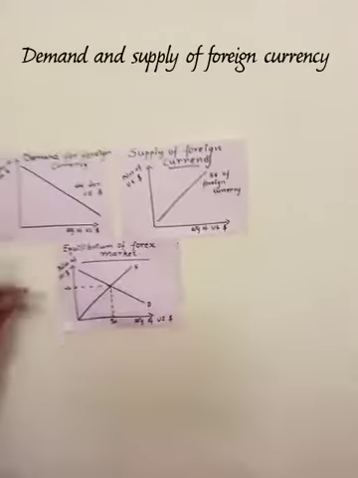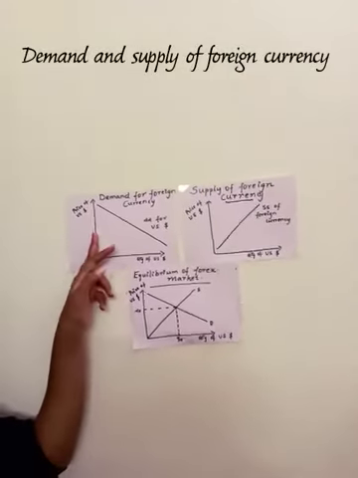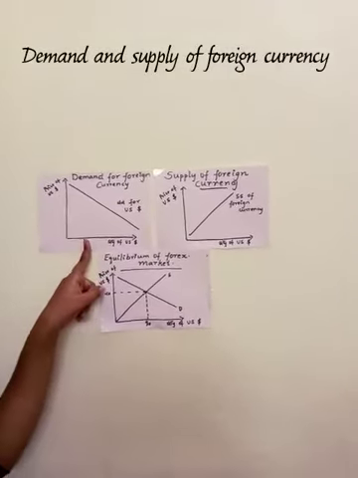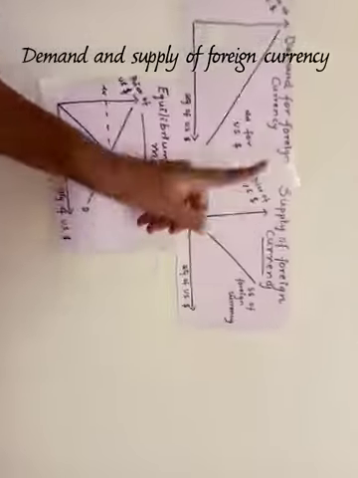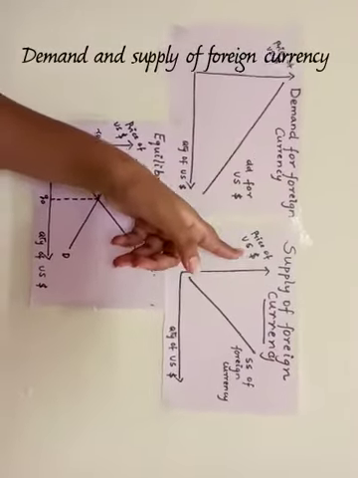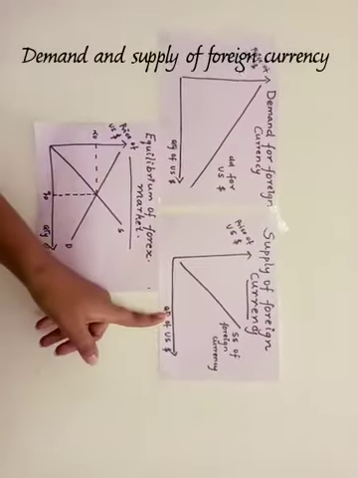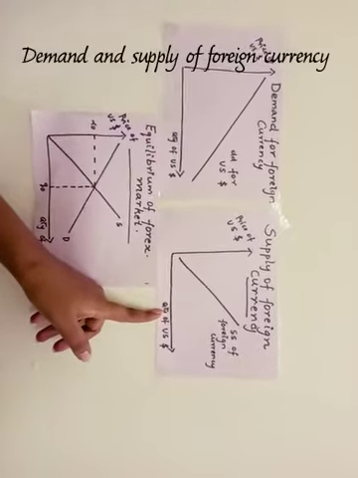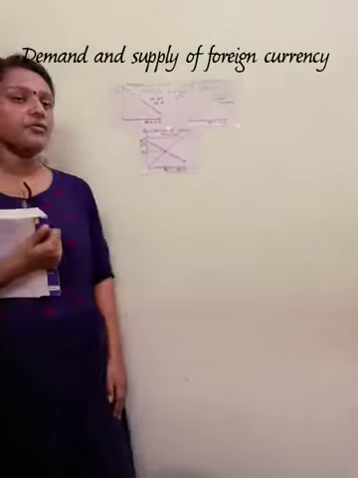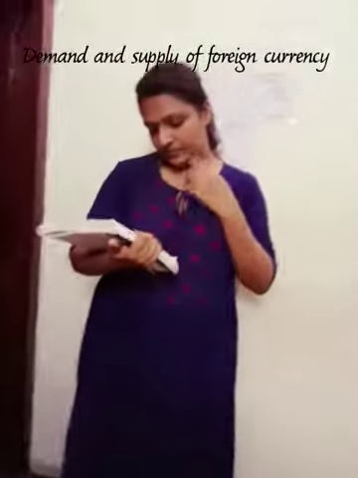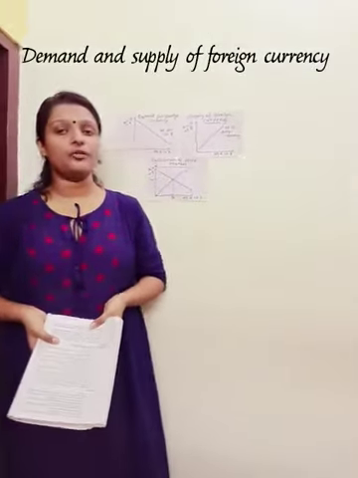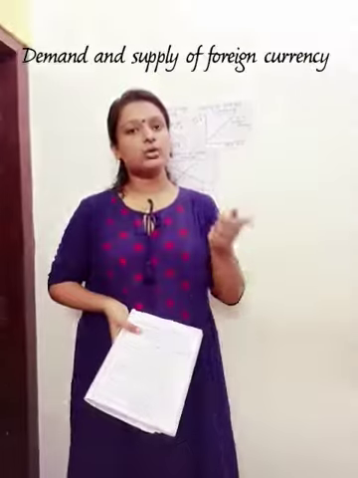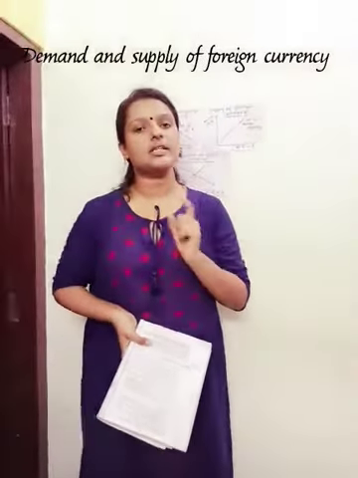So what does that mean? In the case of demand, if the exchange rate is more, what will happen? Quantity demanded will be less for foreign currency. But here, if price of US dollar is more, that means the exchange rate is more, more US dollars, or more foreign currency, will be supplied. Okay, so that is the connection between demand and supply of foreign currency. So that is demand and supply of foreign currency. In the next session, we have to look at the determination of equilibrium under flexible exchange rate system.